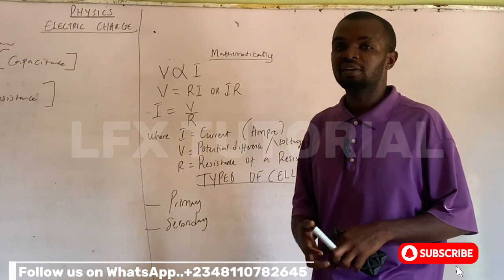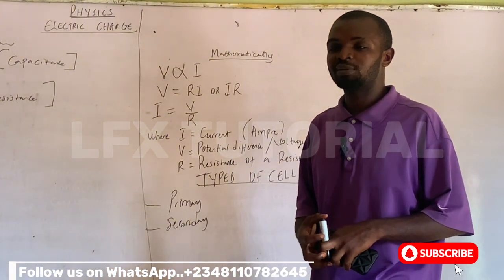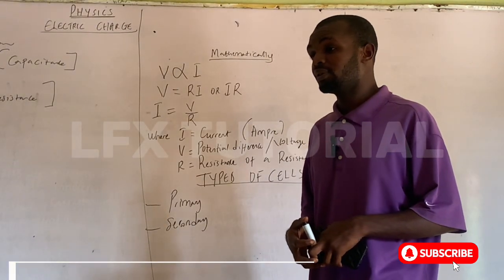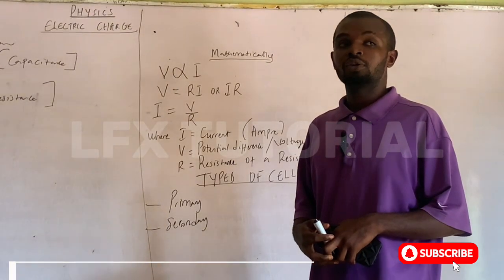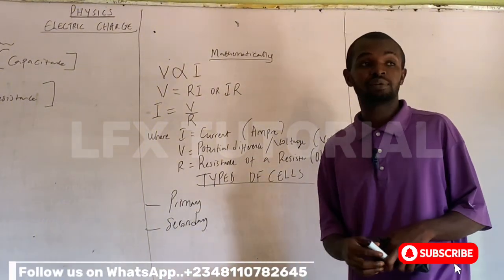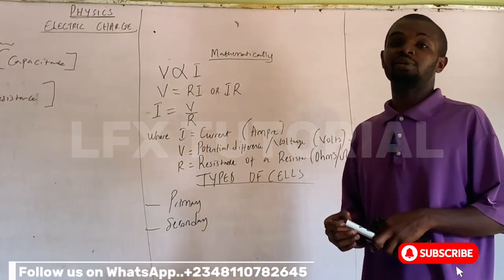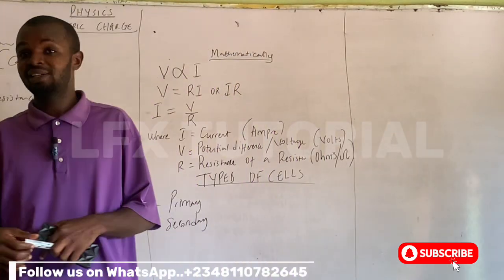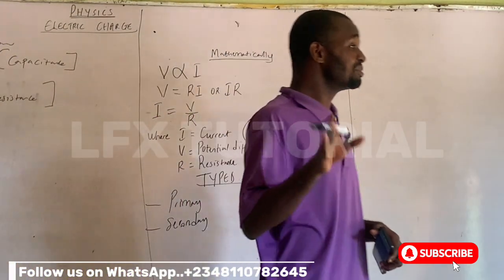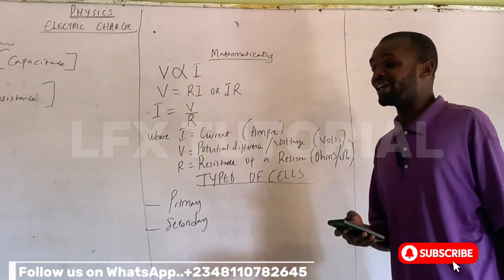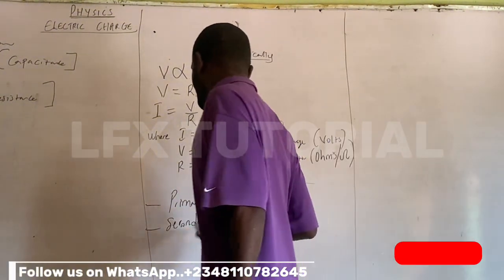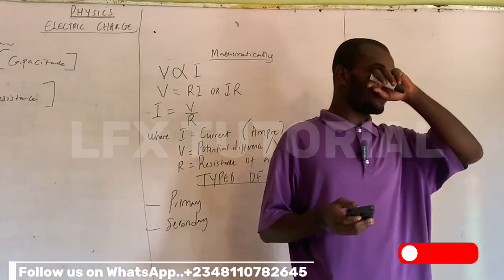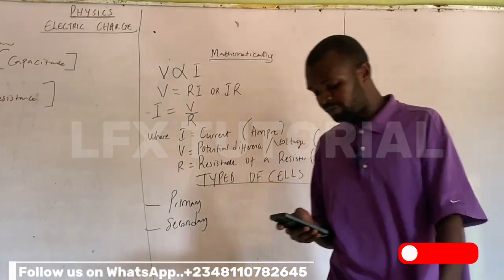What is I again? It's measured in amperes. What about V, or voltage? What about R, and it's measured in what? For primary cell, these are types of cell under battery. Now we have primary and secondary. Now we'll pick primary.